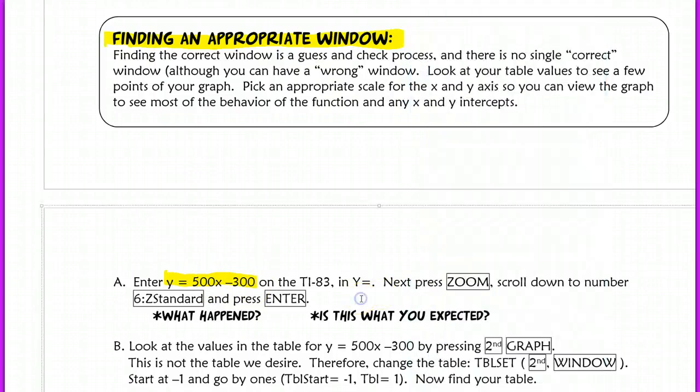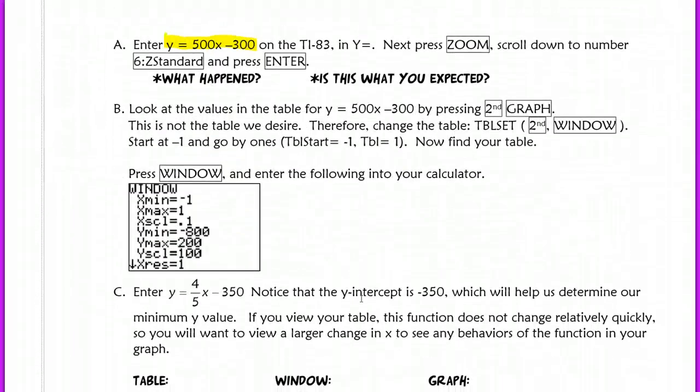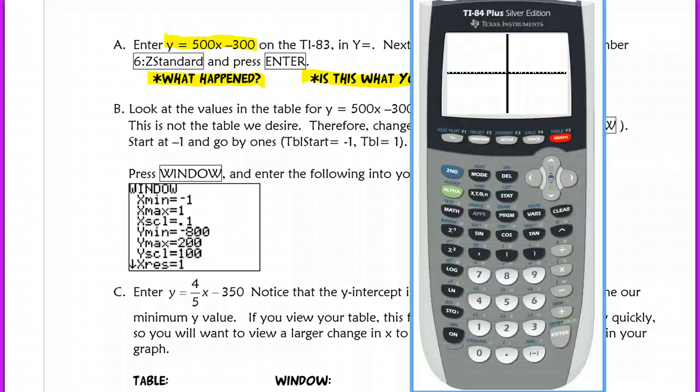So we can do a couple things. This question here says, what happened? Nothing, basically. We didn't see anything. And is this what we expected? No, not at all. We're supposed to see a line here. So we want to change a few things. What we can do is look at our table. If we're not certain what type of values we should be looking for, we can go to our table.